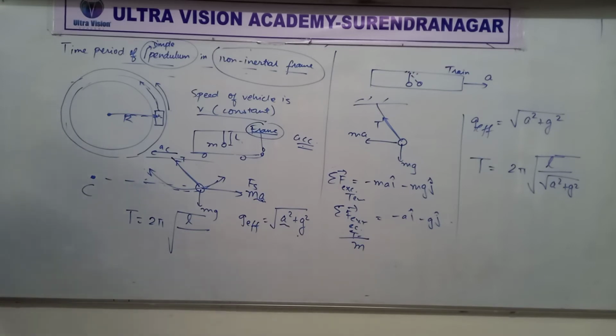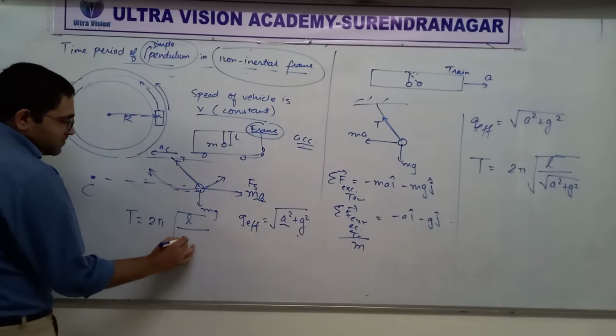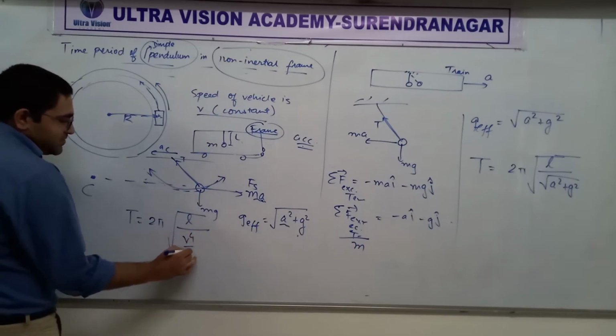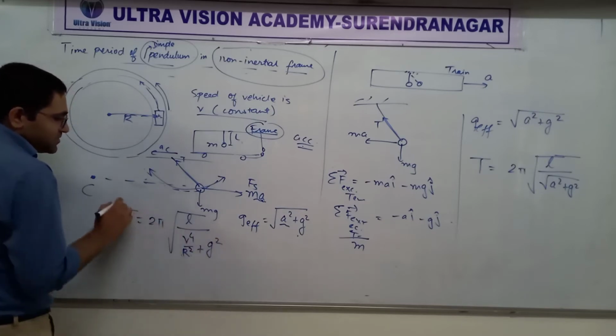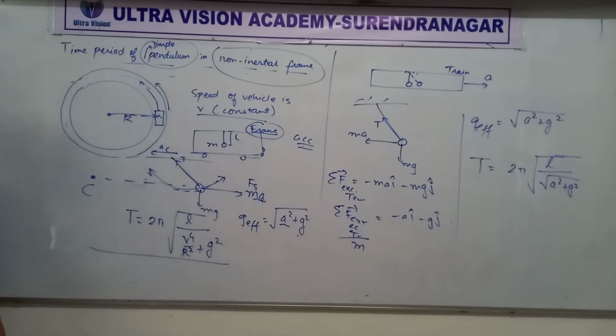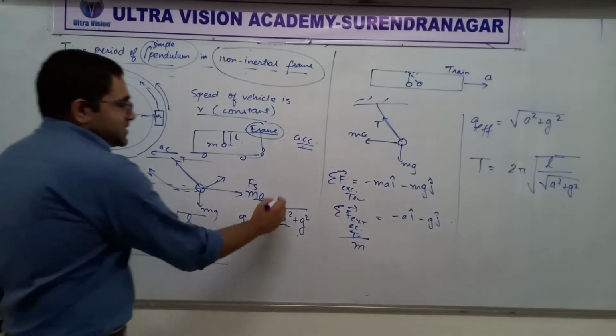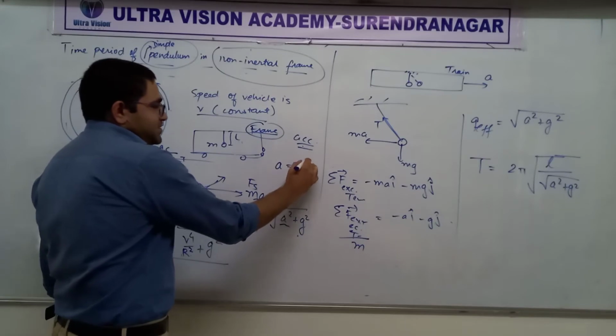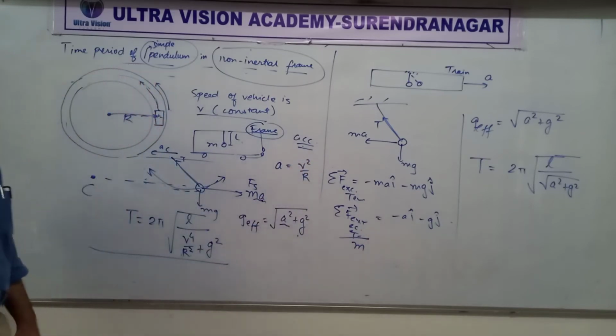V square by r. Very good. So V square by r square is V raised to 4 by r square. So if it's moving in a circle of radius capital R, then this and this. Did you understand? I have put acceleration, centripetal acceleration, as V square by r. So when we square it, we'll get V raised to 4 by r square. Okay, everyone? Right?